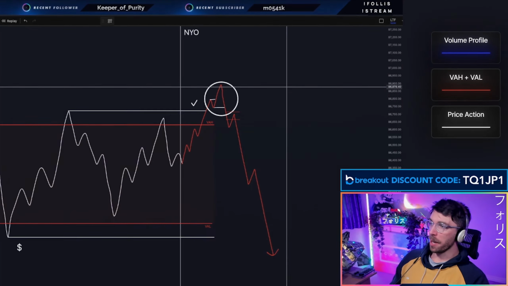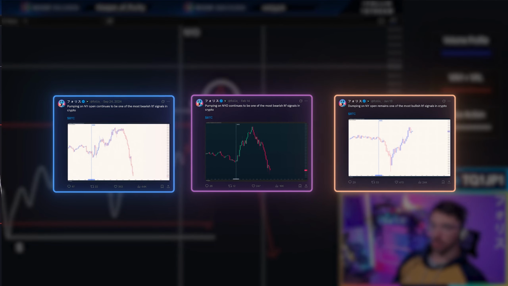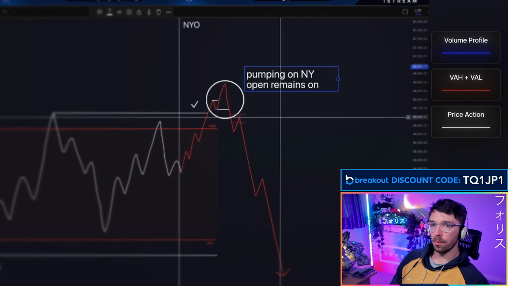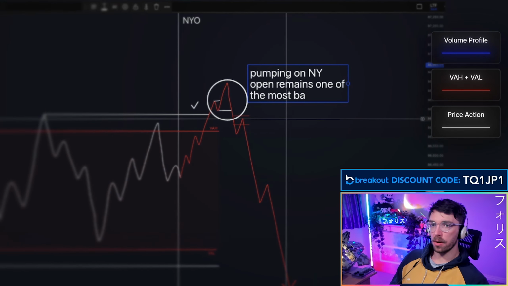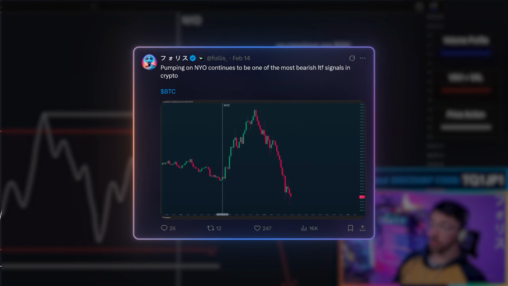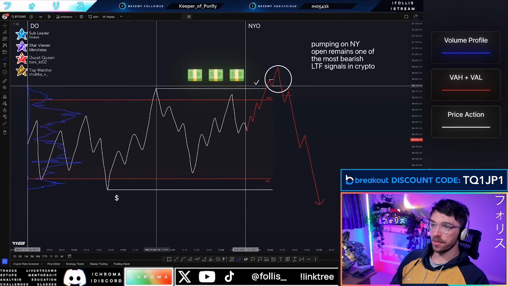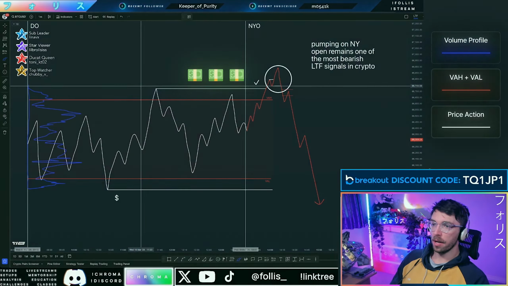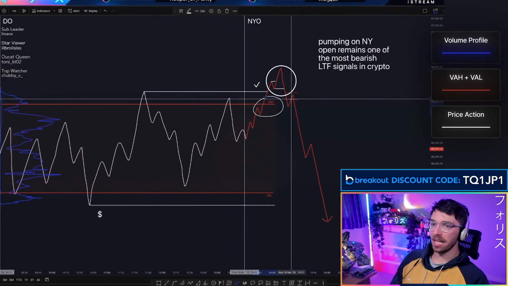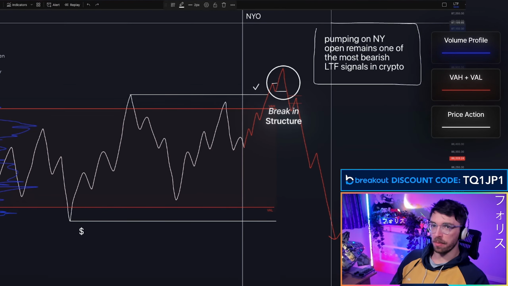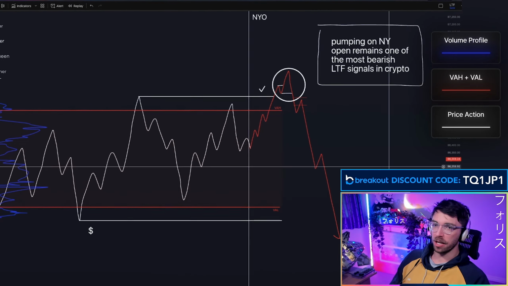I was always making that post, and still do, that pumping on New York Open remains one of the most bearish low time frame signals in crypto. Most of the time I wasn't trading that, but if I ever got a pump that satisfied this criteria, a pump to take liquidity at daily VAH followed by a break in structure, then this was like a free money printer. And the same is applicable to the downside.